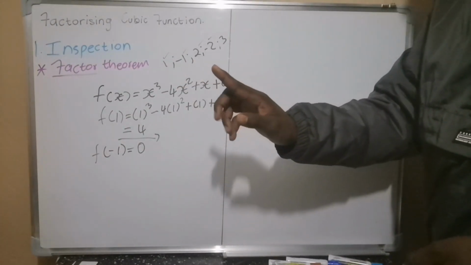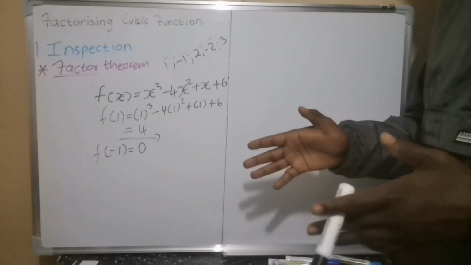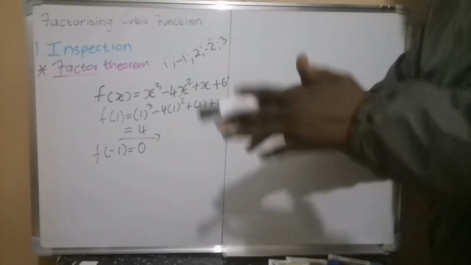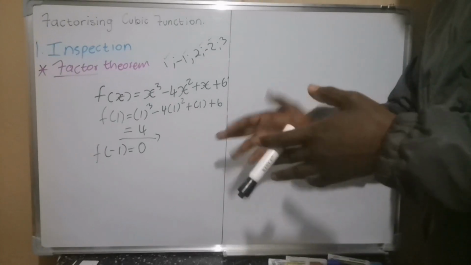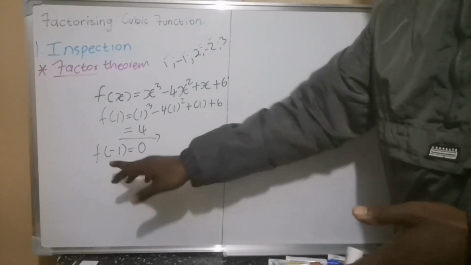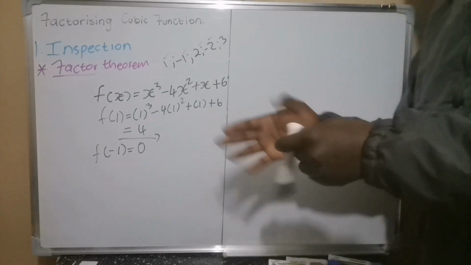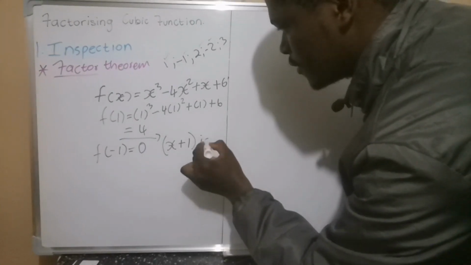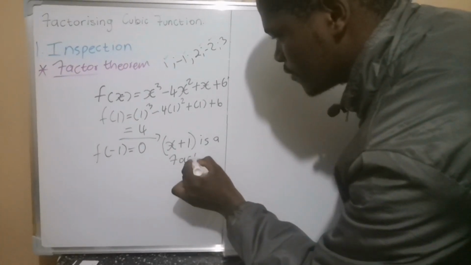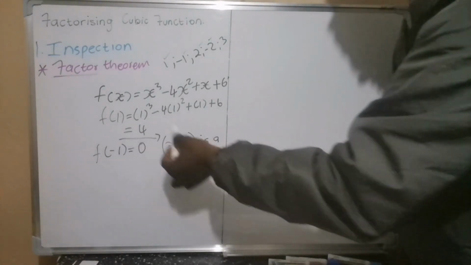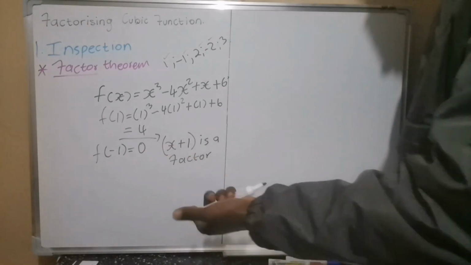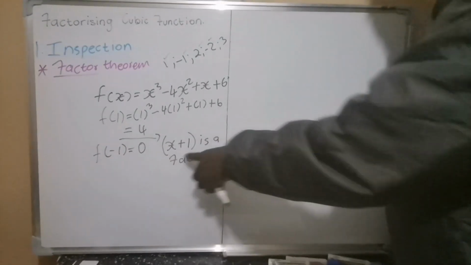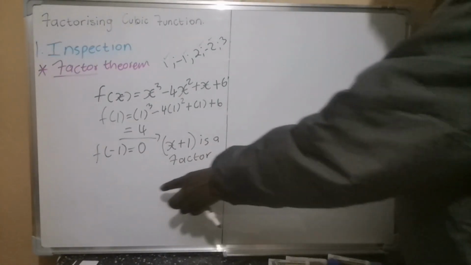But remember, when you solve any equation, maybe a quadratic equation or even this cubic equation, you introduce brackets. And when you introduce brackets, this -1 will change its sign to positive, so we're going to have x plus 1 in brackets. Therefore, x plus 1 is a factor. When we have 1 here, we're going to have x minus 1. When we have -1 here, we've got x plus 1. So x plus 1 is a factor for this equation.